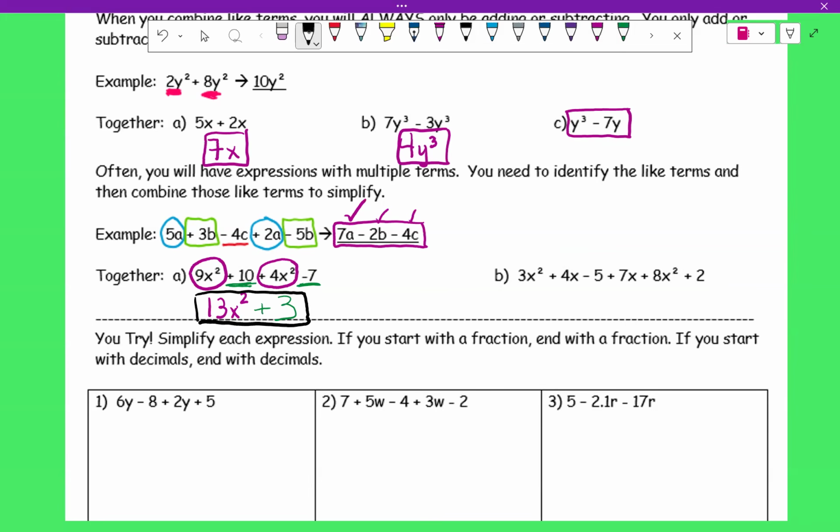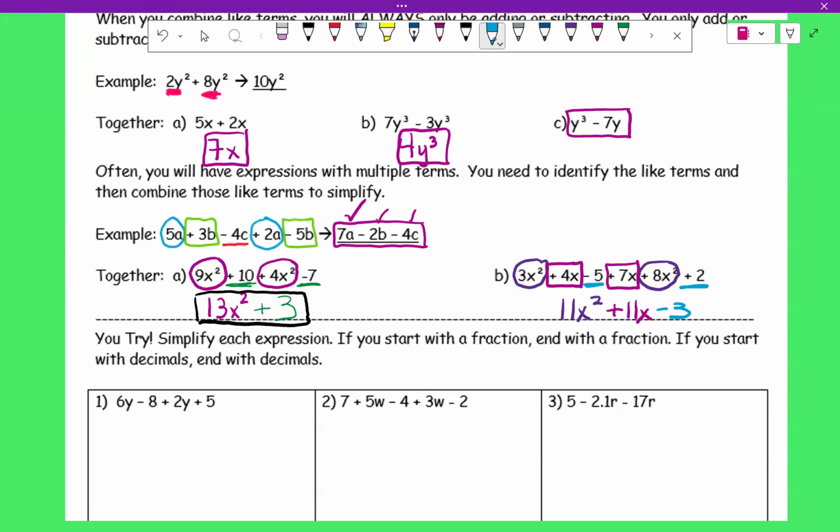Let's try one more. So we have our x squared terms. 3x squared plus 8x squared is 11x squared. Then we'll have our x terms. 4x, 7x. And since they're both the same sign, we add, keep the sign, bring down the variable. And then we have the constants, -5 and +2. Different sign, subtract, keep the sign of the higher number, -3.